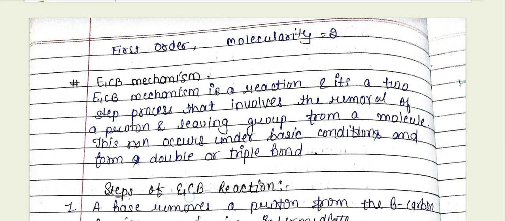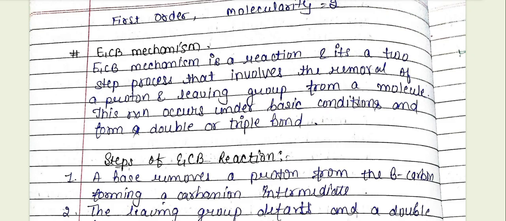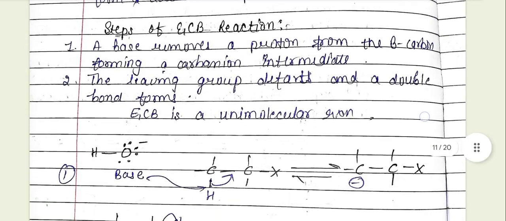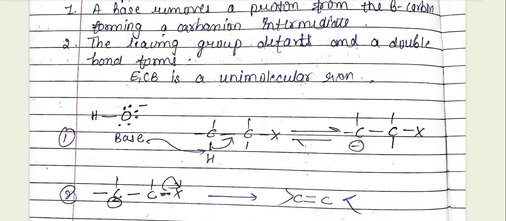E1CB mechanism. It is a two-step process that involves the removal of a proton and a leaving group from the molecule. This reaction occurs under basic conditions and forms a double or a triple bond. Steps of E1CB: a base removes a proton from the beta carbon, forming a carbanion intermediate, and in the second step the leaving group is detached and a double bond forms. E1CB is a unimolecular reaction.